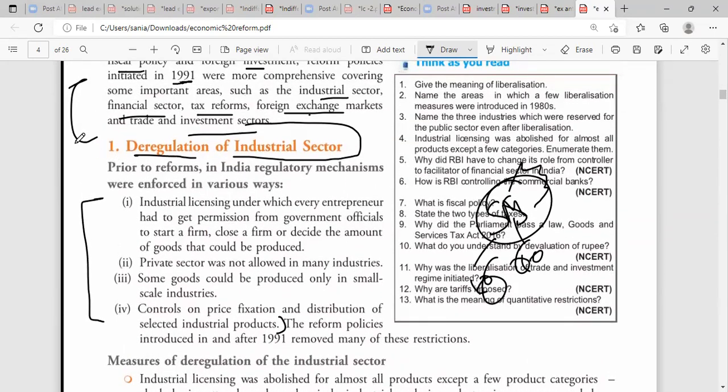So first, you will write first deregulation of industrial sector. Then you will write prior to reforms. Okay. Prior to reform, just write it. And then first, second, third, fourth.